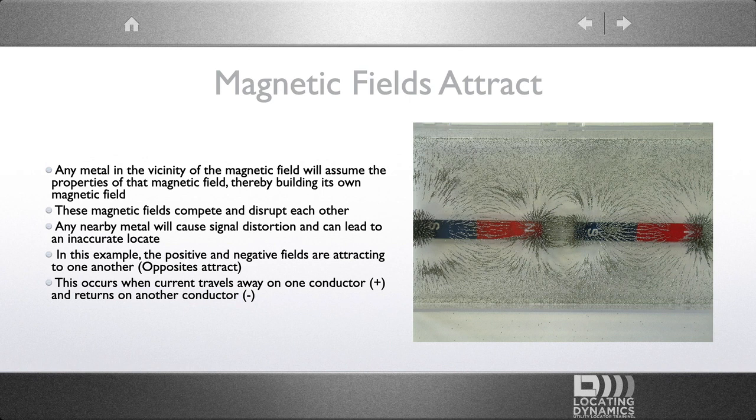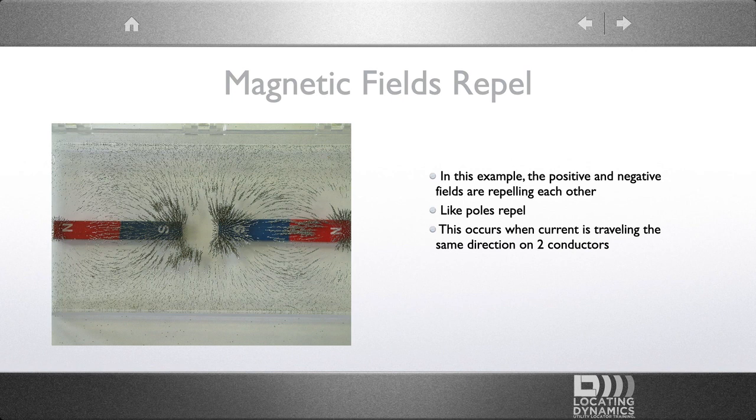In this example, the positive and negative fields are attracting to one another between the bar magnets. This occurs when current travels away on one conductor, positive, and returns on another conductor, negative. Magnetic fields also repel. In this example, the negative fields are repelling each other, like poles repel. This occurs when current is traveling the same direction on two conductors.